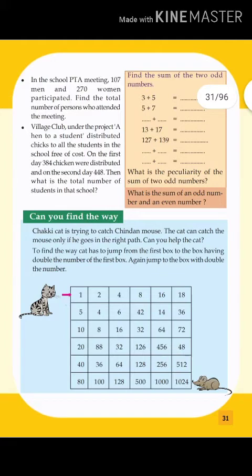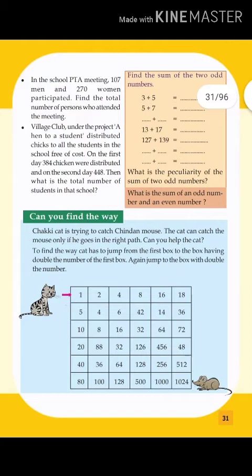Odd or even. See, the sum of two consecutive numbers. Here the examples are given. 1 plus 2 equals what? What is the answer? 1 plus 2 equals 3. Then 2 plus 3 is equal to 5. Then you complete the table.